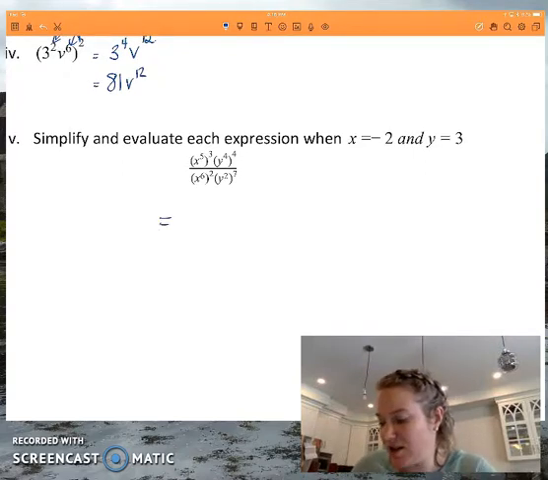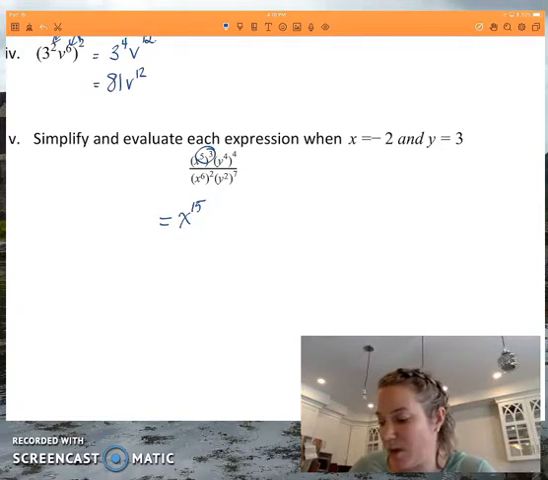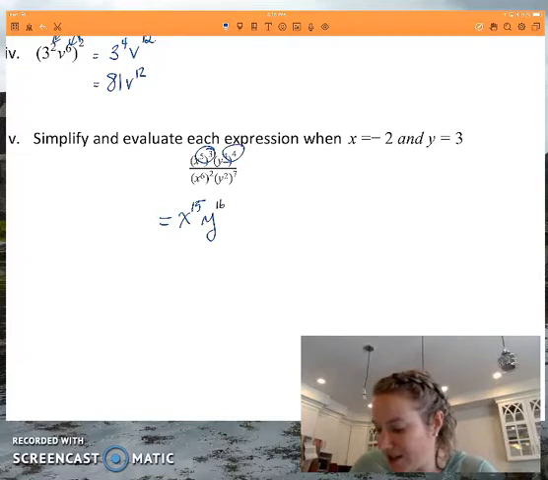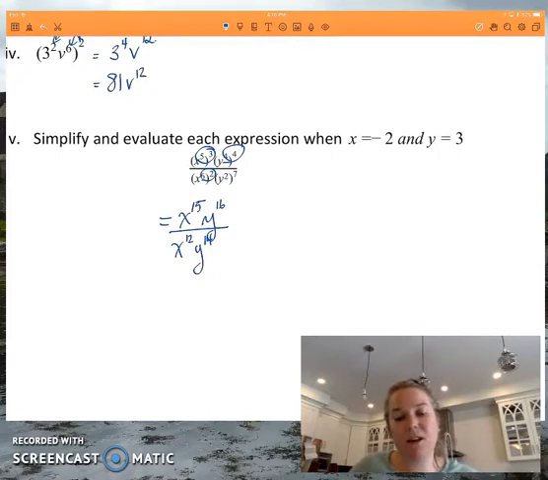So let's start. We've got this here, so that's going to be x to the 15. Remember, it's the power of a power rule, so it multiplies. Y, 4 times 4 is 16. Okay, on the bottom, x 12. Y, 2 times 7 is 14. Be very careful that you don't add those. That's a mistake that a lot of students make. They get rushing and they add them together instead of multiplying them.